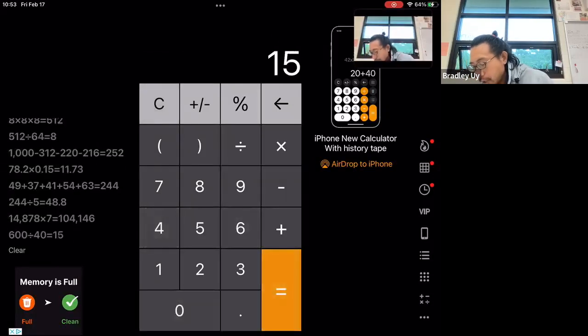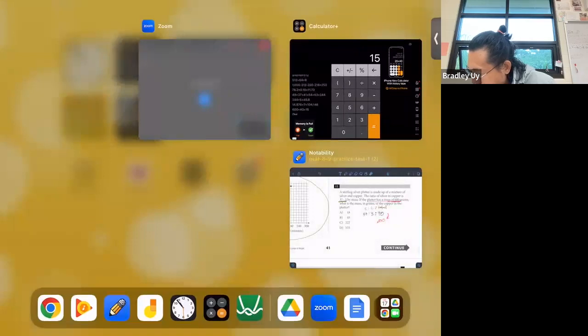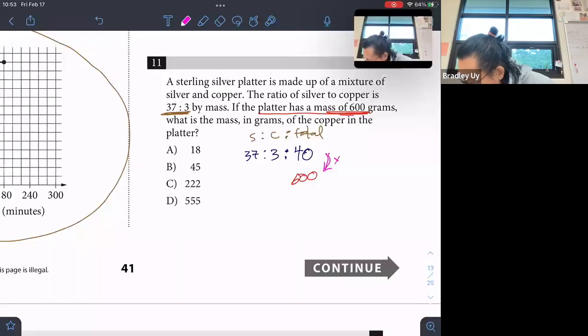Now notice, where did the 40 come from? It's 15 times 15. Where did this 40 come from again? This was the combination, the sum total of these, and it's creating an extended ratio. Which is handy because the ratio of copper to the total is 3 to 40. The ratio of silver to the total is 37 to 40.